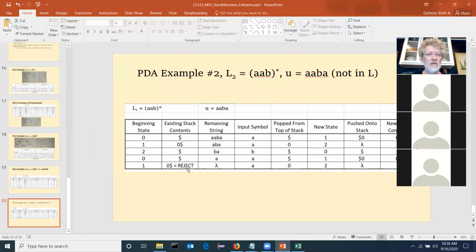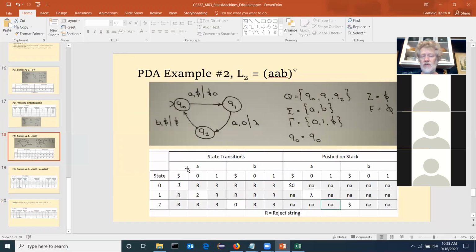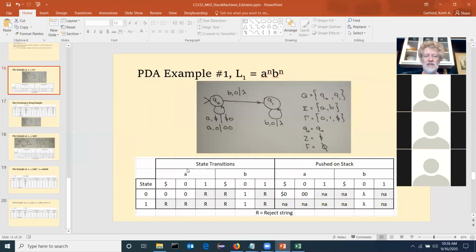Now, in terms of just what would you do with the stack? Forget for now the transitions here and drawing this diagram. What if I changed this language, A to the N, B to the N, where I just said that the number of A's had to match the number of B's, but they could be all mixed up now.